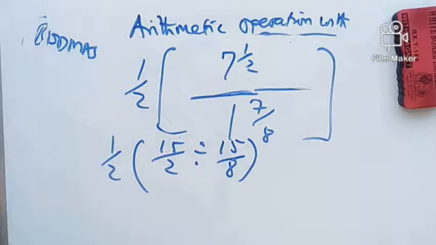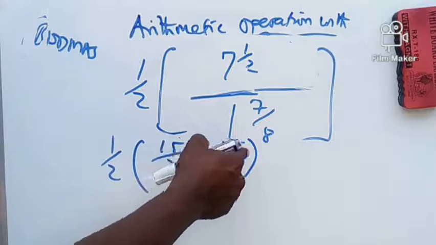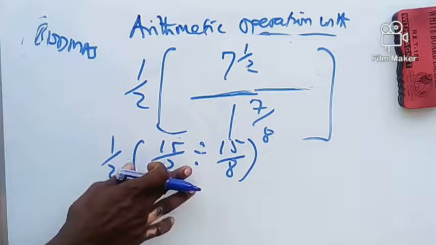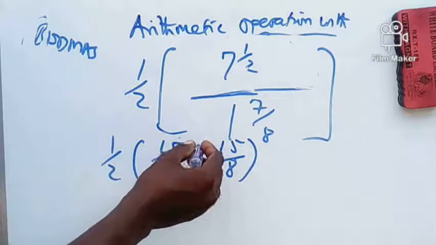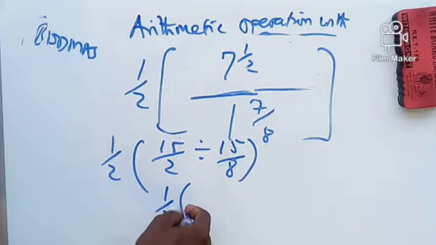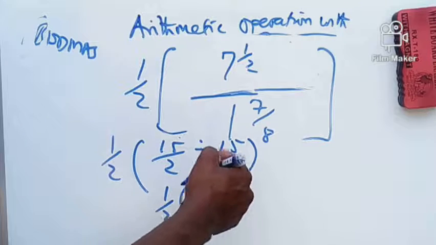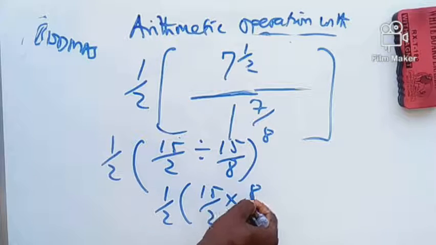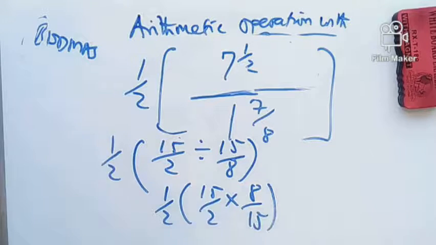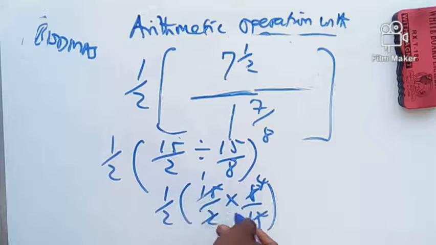So let's go ahead and simplify. Now, this is what we have. Remember, change the division sign to a multiplication sign. So we have 1 over 2 times 15 over 2 multiplied by this, which will exchange position, you have 8 over 15. Something can divide: 15 can divide 15, you have 1, 1. 2 can divide 8 and you have 4. So everything here is 4.